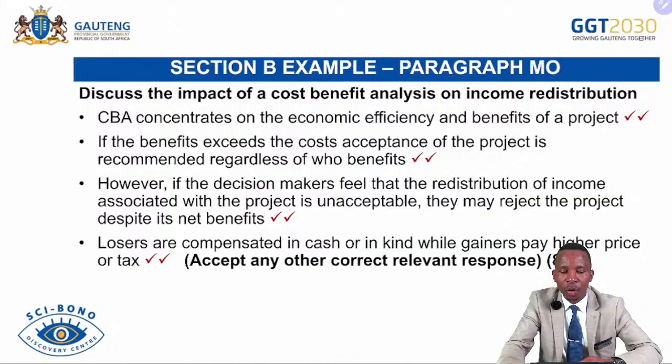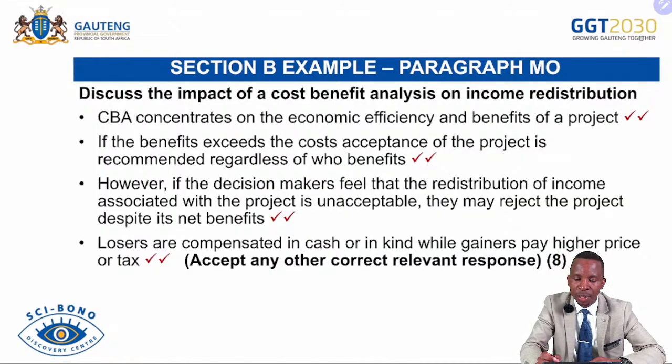Discuss the impact of cost benefit analysis on income distribution or redistribution. And then the other way around, how does cost benefit analysis impact income redistribution in the economy? So CBA concentrates on the economic efficiency and benefits of a project. It simply considers if the project will be economically worthwhile or not. Will the project benefit the economy or not? Will it benefit society or not?